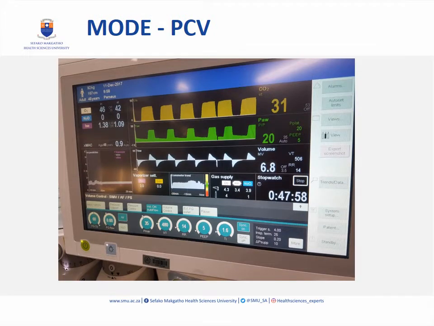Pressure control. Now let's look at a pure pressure control ventilation graph. So note the constant inspiratory pressure again and the dynamic flow curves. Very good. So that concludes the basic settings. Now we are going to look at some of the extra or additional settings that you can also set.